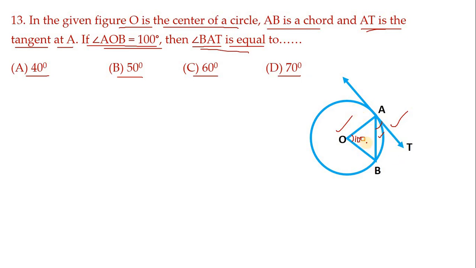So understand carefully, children. See now, OA equals OB because these are radii of the same circle. Hence these two angles will be equal.